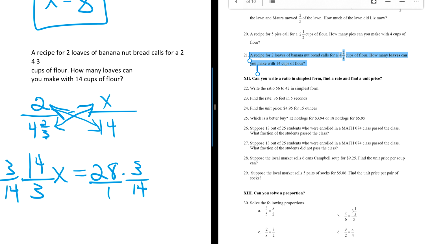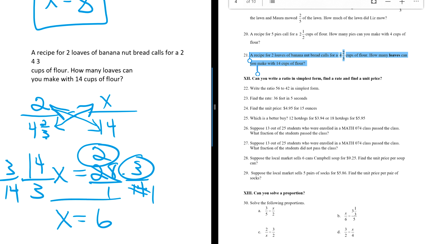Okay, with the aid of your calculator, you'll have that x equals 14 goes into 14 once, 14 into 28 twice. So you've got 2 times 3 is 6 over 1, which equals 6. So how many loaves can you make? We can make 6 loaves with 14 cups of flour. All right, excellent.